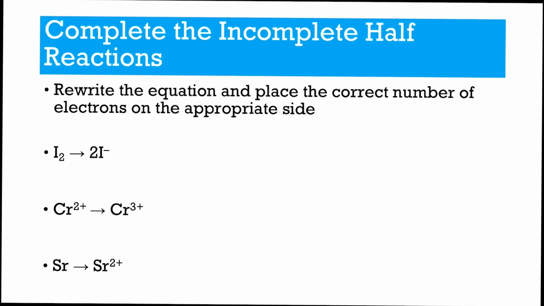So let's just try to place electrons on the correct side for these examples. So you have I2 by itself. That means its oxidation number is 0. And then we have 2I minus. So we went from I 0 to I minus. So what side is more positive, 0 or minus 1? I hope you said 0, because that is the side the electrons are added onto. Okay.